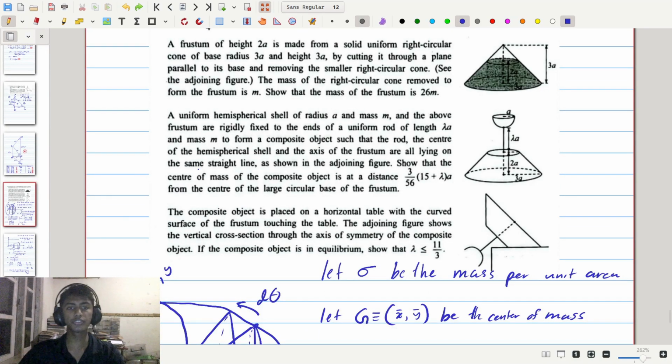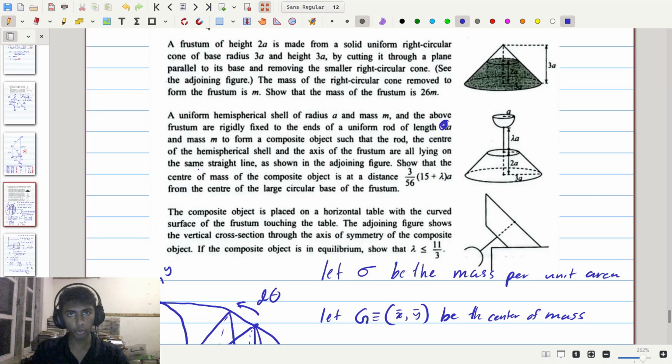So the next part of the question says, we fix a hemispherical shell of radius a and mass m onto the rod of length lambda a and mass m with the frustum on the bottom like this to create a composite object like this. Now in this composite object, they are saying that the distance of the center of mass from the center of the large circular base of the frustum, which is this point right here, is 3 over 56, rather, times 15 plus lambda times a, where lambda is the constant that we have here.